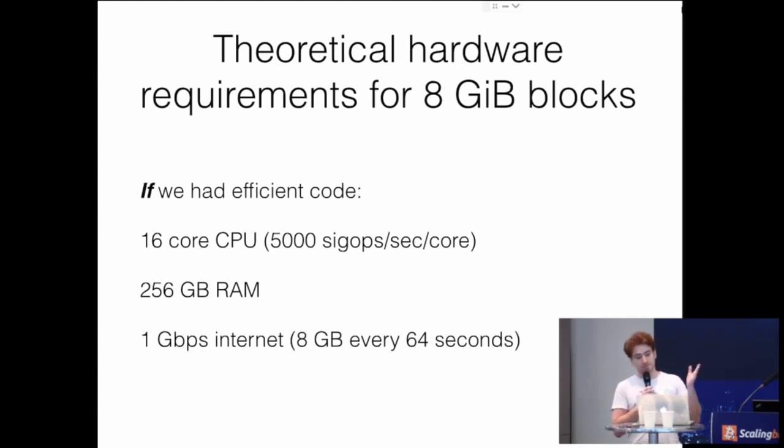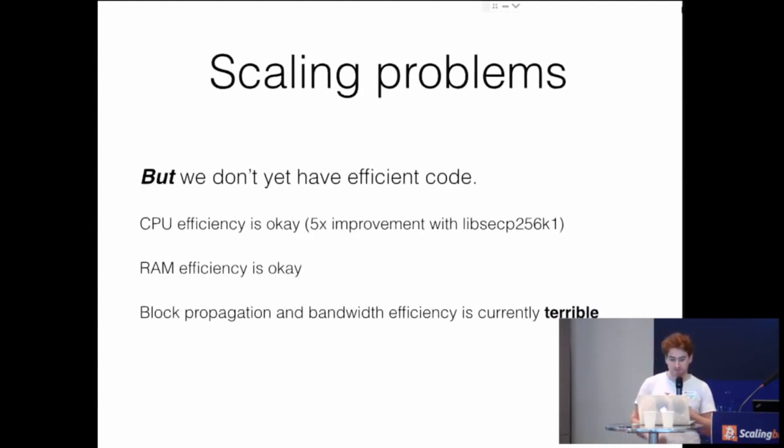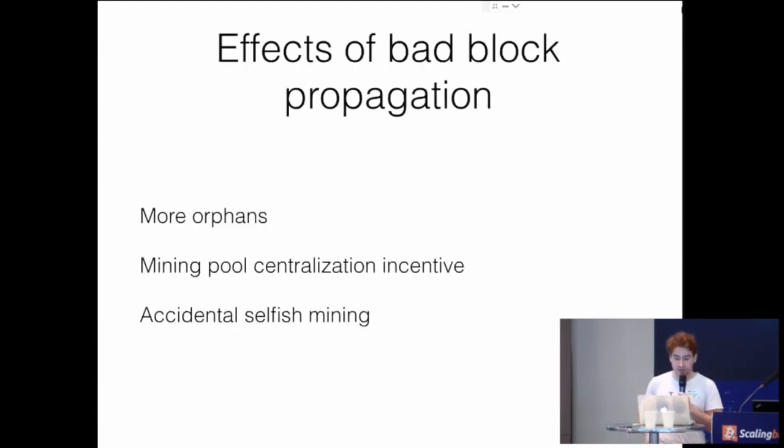But there's a problem. Our code is not efficient, and that's particularly the case with the block propagation code. RAM usage is not too bad right now. CPU is okay, and it's going to get a lot better in a few months when libsecp256k1 is released. But the block propagation code itself is, in my opinion, really, really bad. And we can do a lot about that.